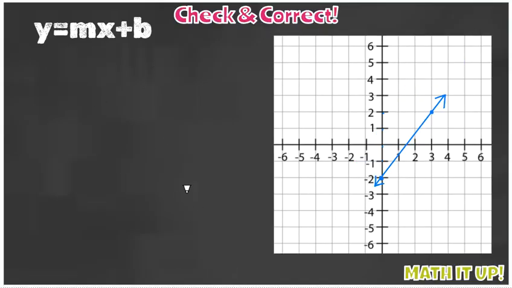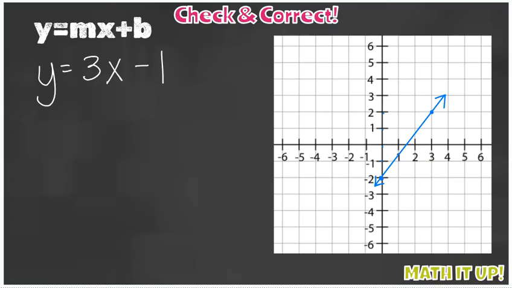All right, this is going to be where we're going to check and correct. So you have a line here. You're going to come up with the equation for that line. 2 things to do. And you're also going to graph this equation. All right, so stop the video in just a moment, do the 2 problems, and then come back and check and correct your work. We'll see you in a couple of minutes.